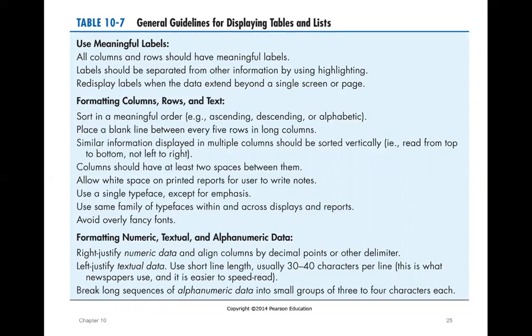Similar information displayed in multiple columns should be sorted vertically, i.e. read from top to bottom, not left to right. Kind of makes sense. Columns should have at least 2 spaces between them. Allow white space on printed reports for users to write notes. I can tell you now, as a professor, that is so important.